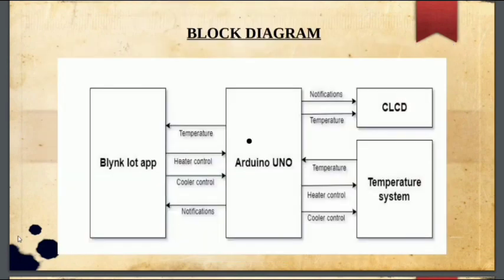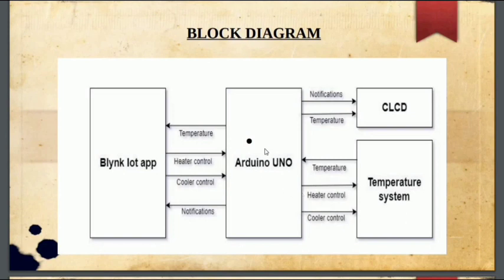And this is the block diagram of how we implement our temperature control system. First of all, we use the LM35 temperature sensor, and we will read the temperature from the temperature system and provide it to our Arduino board, and again the temperature will be displayed on our mobile application Blynk IoT, and we are also able to give commands for the heater and cooler from our application through Arduino, and that will be applied to our temperature system.